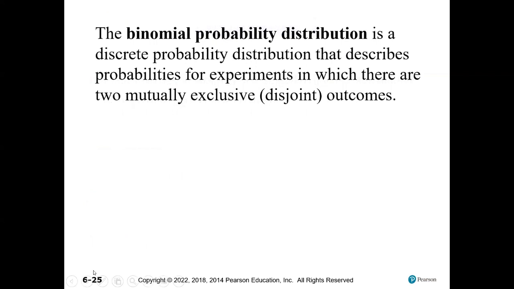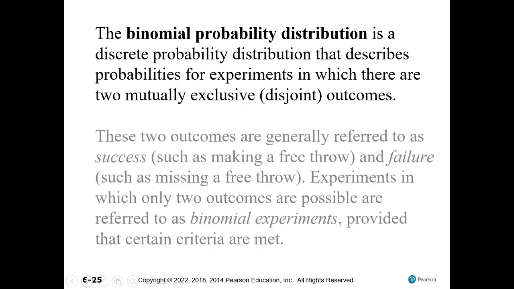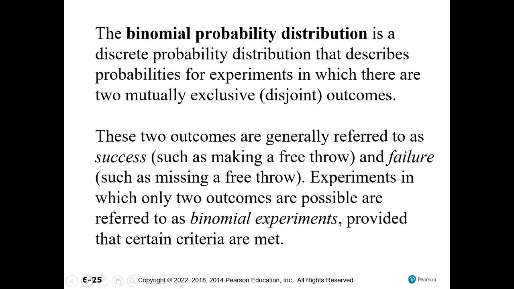What is a binomial experiment? So we just finished talking about what's a probability distribution. We're now going to talk about a binomial probability distribution. So this is a discrete probability distribution, but it's going to describe probabilities for experiments in which there are only two outcomes, and those two outcomes cannot overlap. They're called mutually exclusive, also known as disjoint.